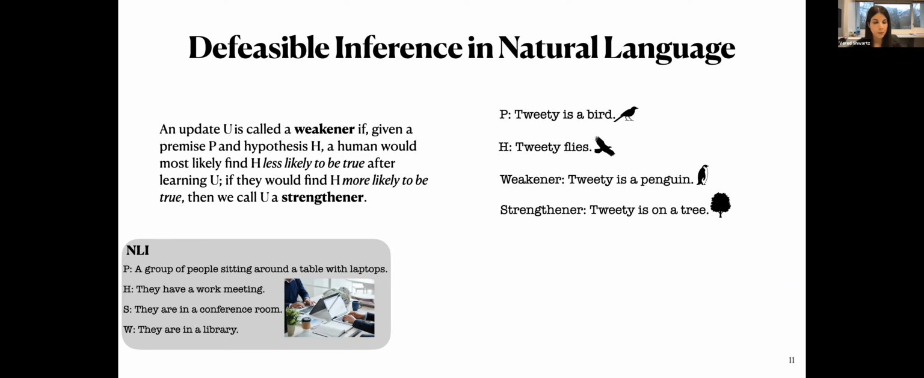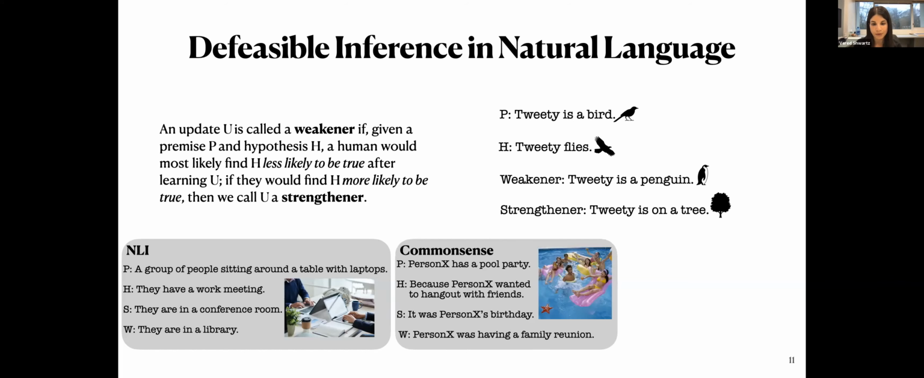So for example, the premise, a group of people sitting around a table with laptops, might entail that they have a work meeting, and then we collected a strengthener saying that they're in a conference room and a weakener saying that they're in a library. Because if you're in a library, you're less likely to talk, and in a meeting, you need to talk. That was the first one.